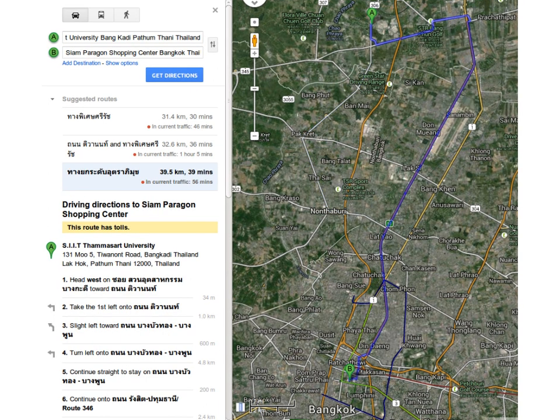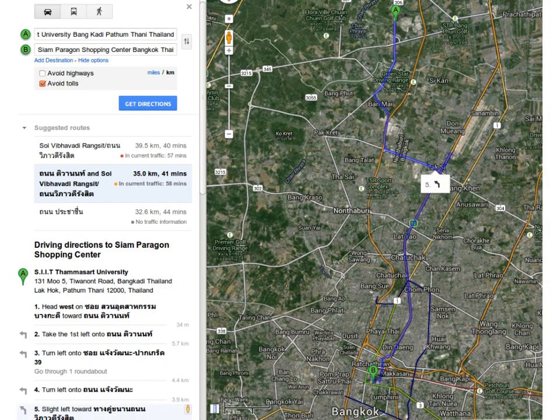And then this one, 39.5 kilometres, a larger distance, 56 minutes current time, less than the second one if we consider the traffic. And a fourth one: I select the option here, avoid the tolls. I don't have the money. It gives me some options, and here was one: distance 35 kilometres, current time 58, normal time 41 minutes.